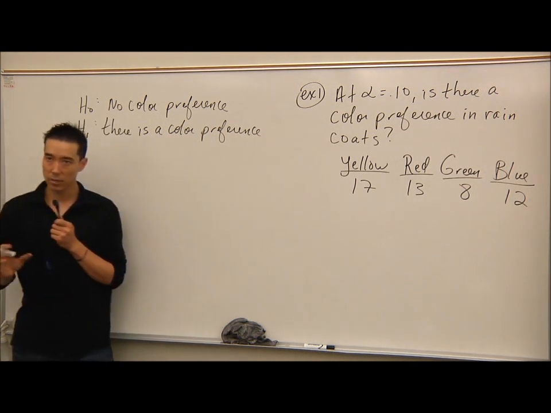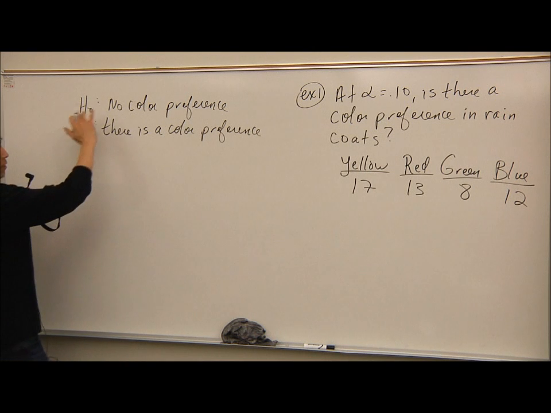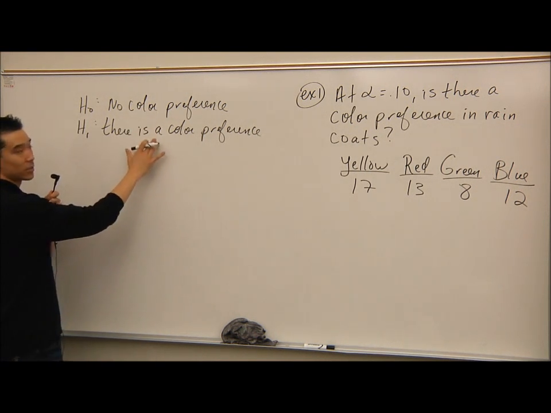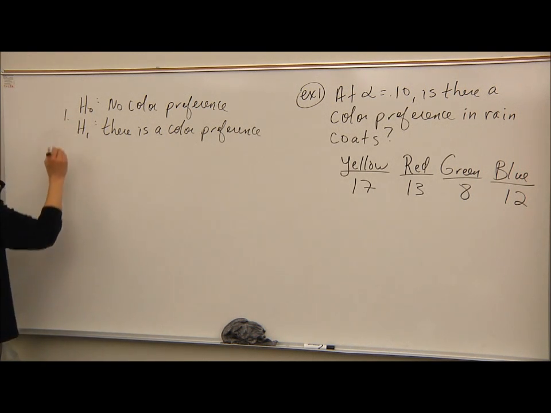Okay, and a lot of these descriptive ones, our normal outlook is if you're going to show that there is a color preference, you're going to have to show me that in H1. Okay, H0, we're just going to say there's not. That's step 1. Okay, great.